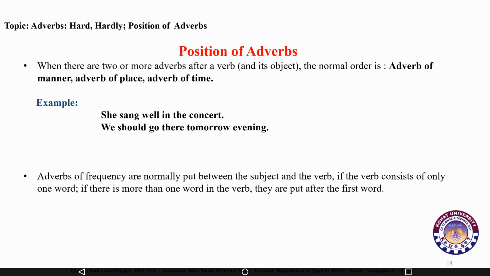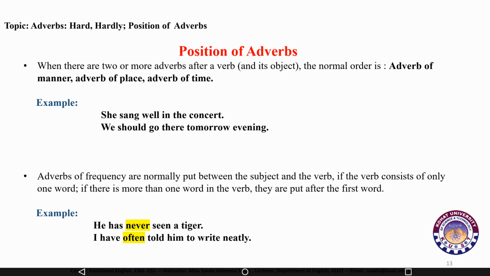Adverbs of frequency are normally put between the subject and the verb if the verb consists of only one word. If there is more than one word in the verb, they are put after the first word. So if the verb consists of only one word, then it will be placed between the subject and the verb. But if there are more words in the verb, then it will be put after the first word. For example, he has never seen a tiger, and I have often told him to write neatly.